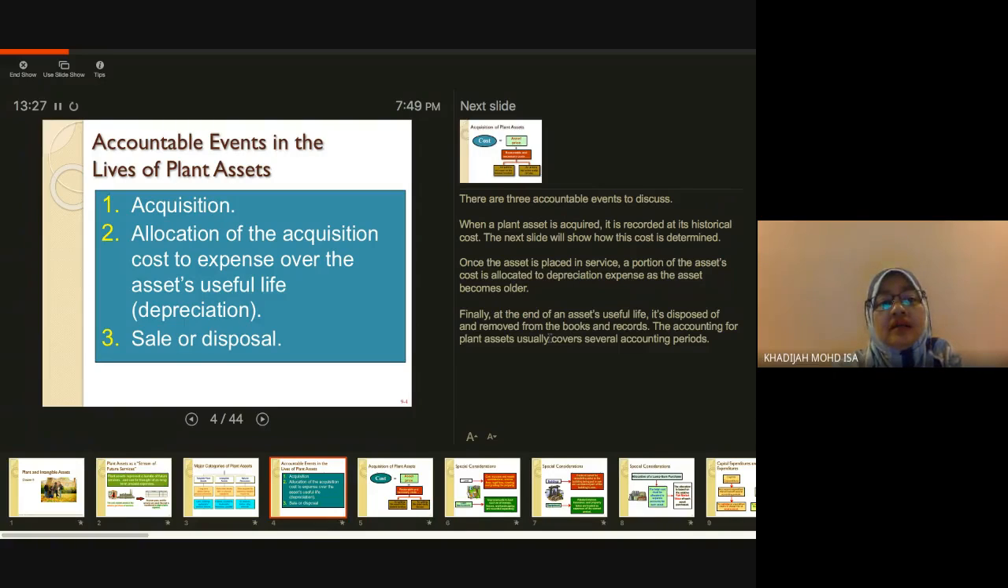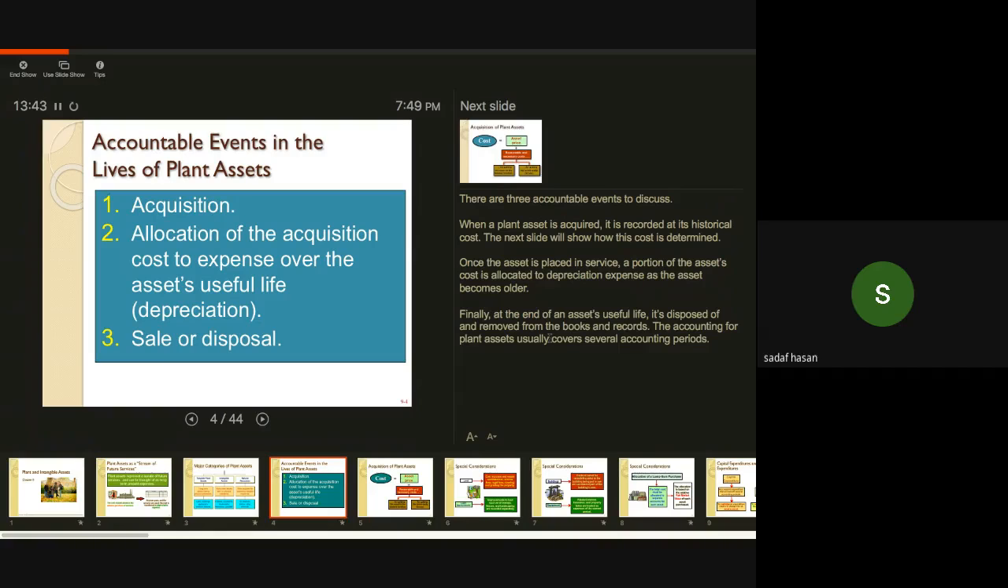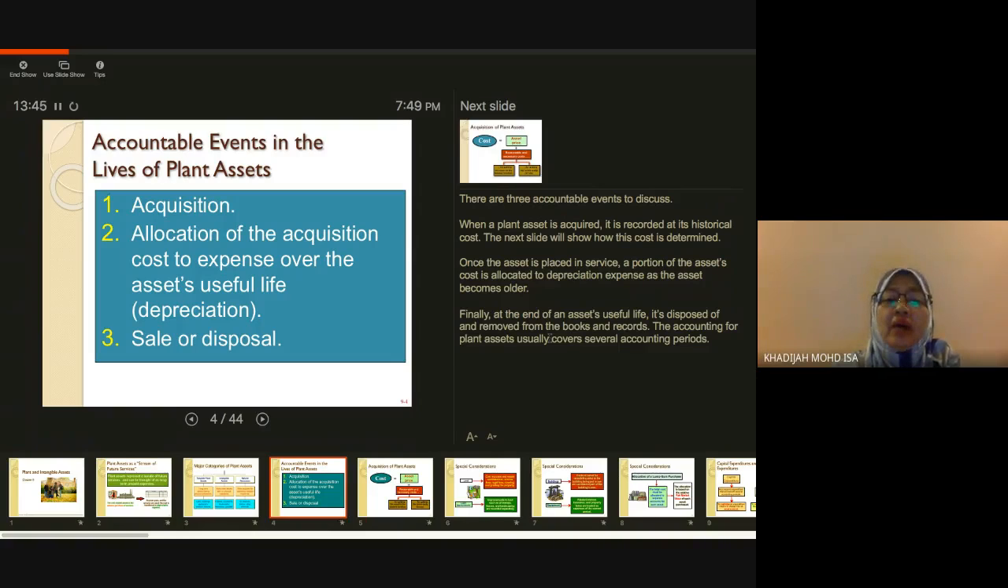Once you have recorded that, remember that the asset will be used for several years, so you're going to allocate the acquisition cost to expense. In this case, we're going to allocate depreciation throughout the years, and we're going to see how to compute depreciation. For the purpose of this course, we're going to take the simplest method of computation for depreciation, what we call the straight line method.